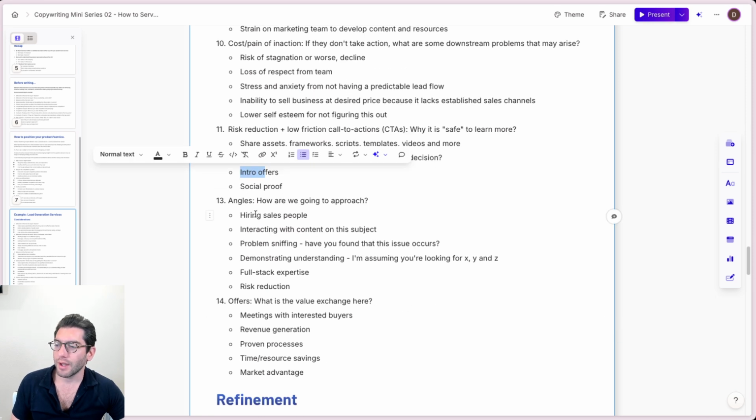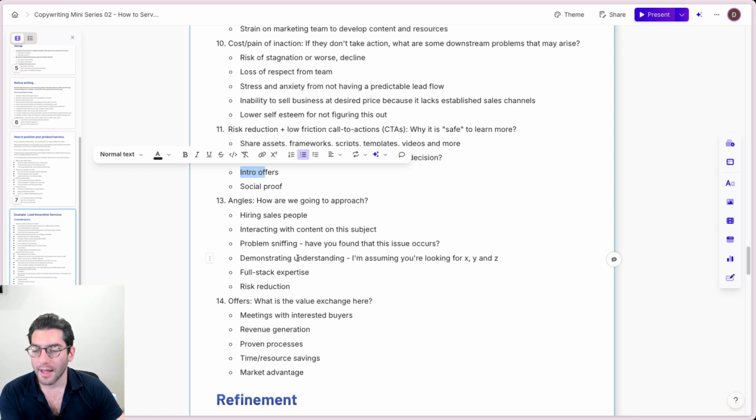Angles. So how are we going to approach this? One angle might be if we notice that they're hiring salespeople or if they're interacting with content on this subject matter. Another angle would be problem sniffing. I always forget his name. Josh Braun. Josh Braun talks about problem sniffing a lot. Beautiful methodology. It's brilliant.